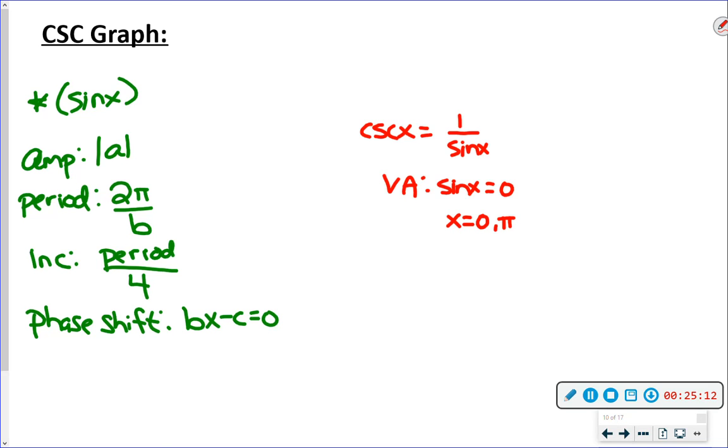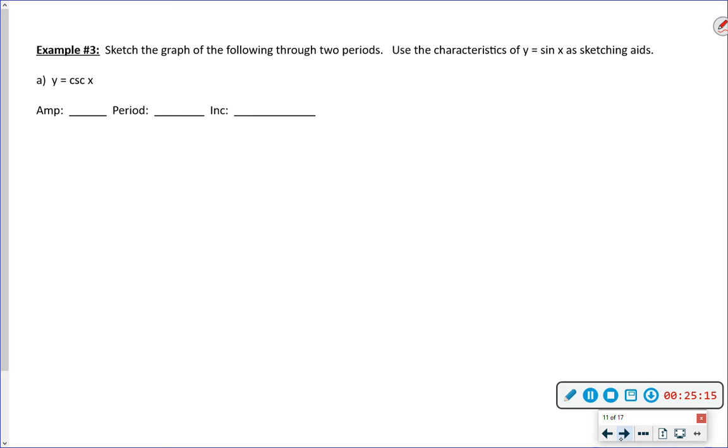So first thing I'm going to do here for our parent function of cosecant, I'm going to, in green, because I picked up green, think about sine right now. If I just swap out cosecant, I'm going to draw the sine curve over there. Okay, a little more detailed than what's on the board, obviously. Amplitude 1, period 2 pi over b, increments period over 4, 2 pi over 4. There's no phase shift, there's no center line shift.